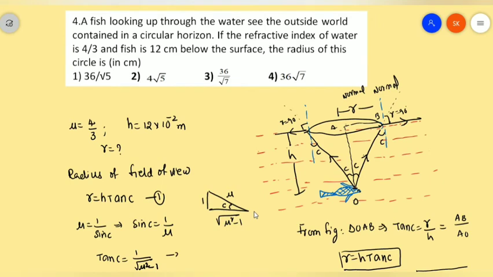Now what you do here: equation 2 substituted in 1.